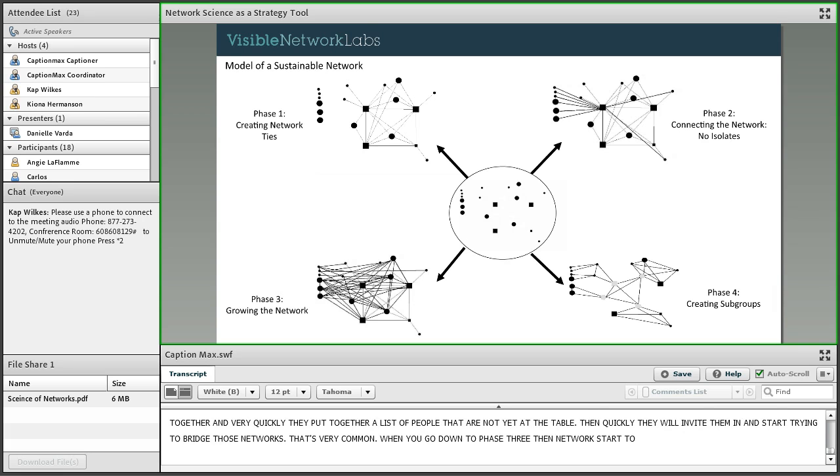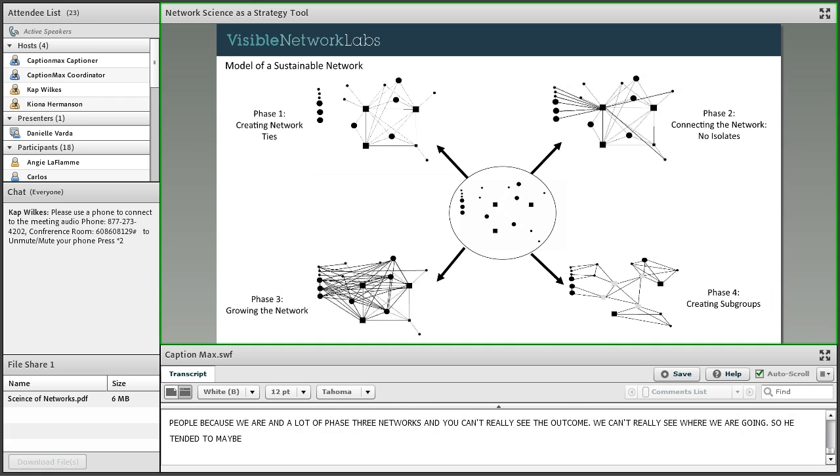And real quickly, maybe in meeting two, they'll invite them in, and we'll start trying to bridge those sub-networks. That's very common. Then if you go down to phase three, networks start to interact all of the time, and we're getting that messaging that more is better, and we have a monthly meeting, and we're just really trying to figure out how to keep everyone engaged to do something, right? So I would say most networks that I encounter, and I think most that are happening right now, are sitting here in phase three and not moving very far out of it.